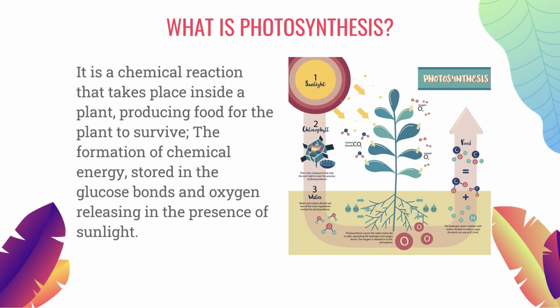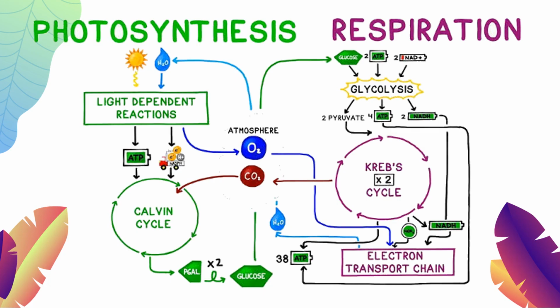First of all, what is photosynthesis? It is a chemical reaction that takes place inside a plant, producing food for the plant to survive. We can say that it is the formation of chemical energy stored in the glucose bonds and oxygen releasing in the presence of sunlight. Then on this slide we have the steps of photosynthesis in the diagram.